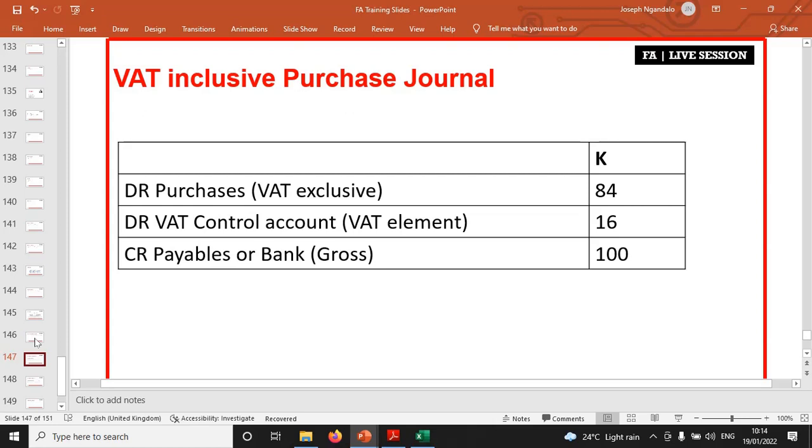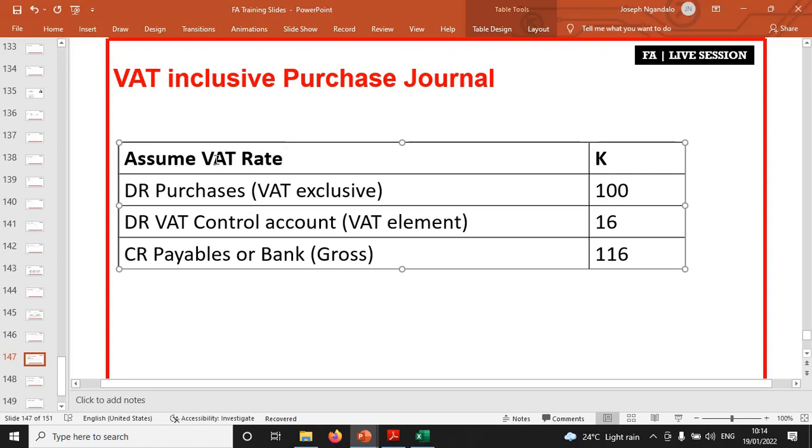I think I need to change this amount. Let me change some amounts, because our ground zero is what? 100. So let me change. I'll put 100 there. And here I'll put what? 16. Then here I'll put 116. I'll be okay there that way? Yes. So assume the VAT rate is 16%. Can you see that?